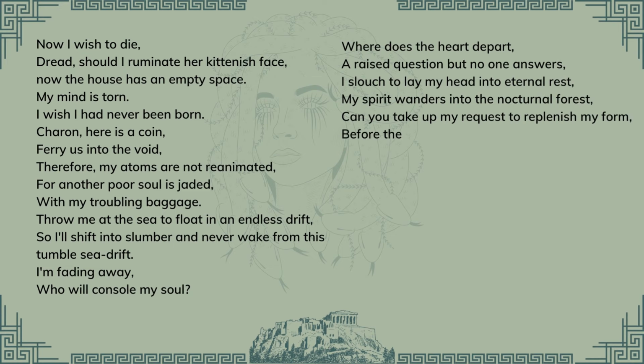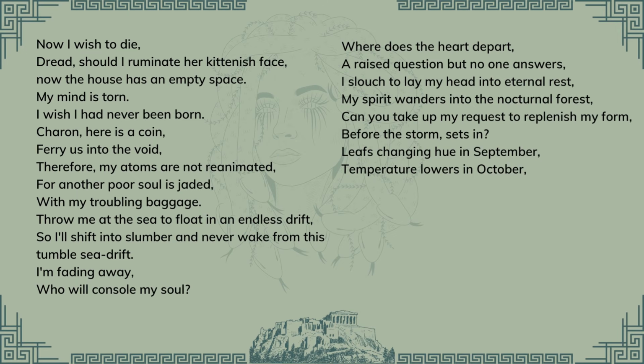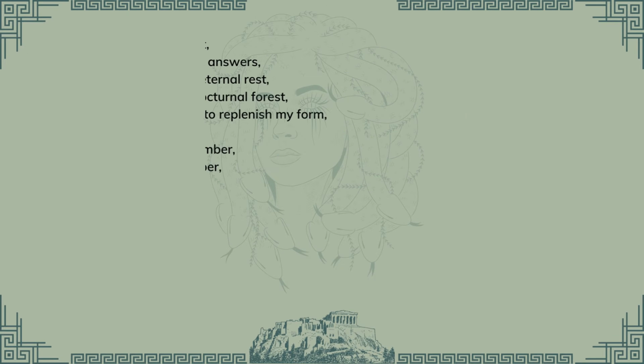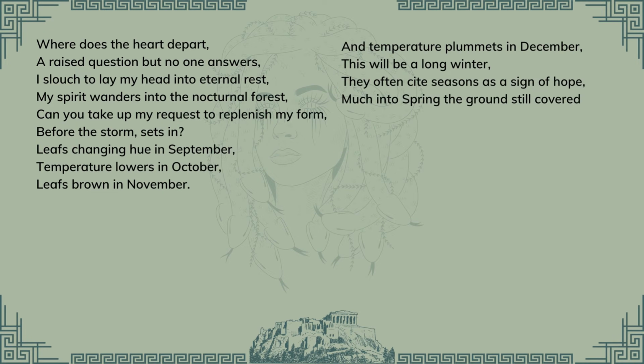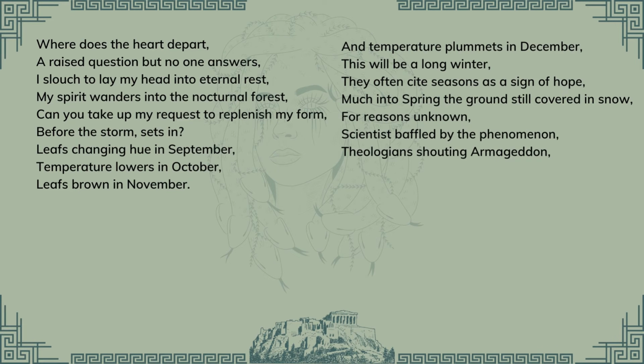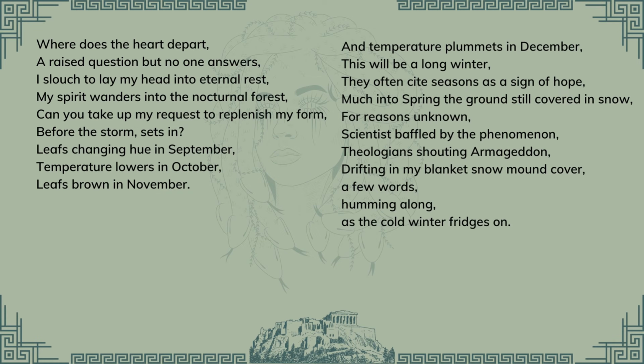Before the storm sets in, leaves changing hue in September, temperature lowest in October, leaves brown in November, and temperature plummets in December. This will be a long winter. They often cite seasons as a sign of hope. Much into spring, the ground still covered in snow. For reasons unknown, scientists baffled by the phenomenon. Theologians shouting Armageddon. Drifting in my blanket snowmound cover, few words humming along as the cold winter fridges on.